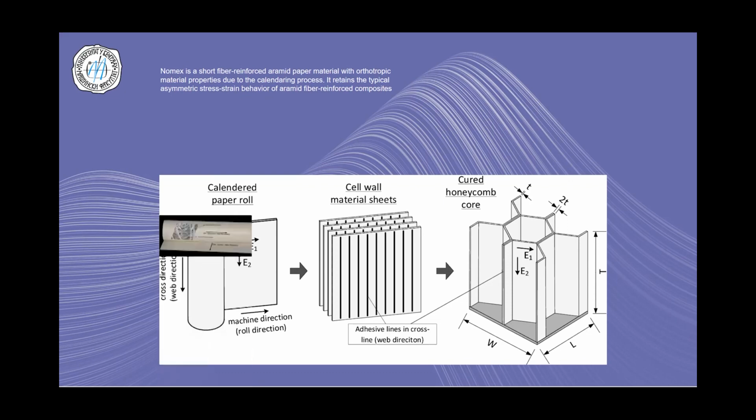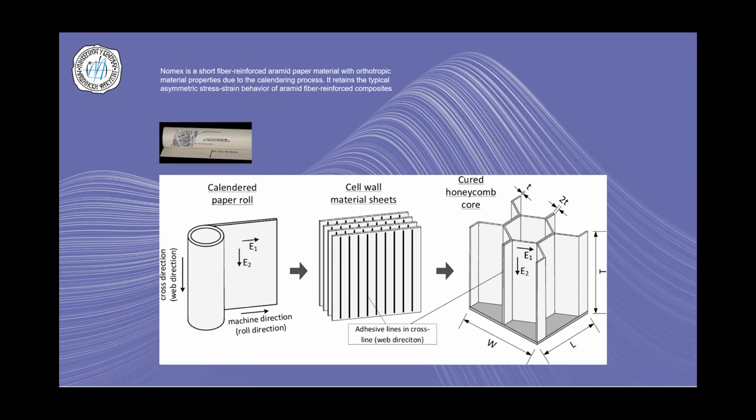hexagonal shape. How does that look? This is the paper, right? And from this dipped into phenolic resin, we obtain this kind of structure. What is important here to notice is that already at the first initial stage, the paper itself is not isotropic, it is rather orthotropic. This is also reported even by the manufacturer.